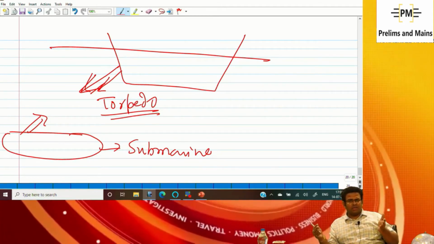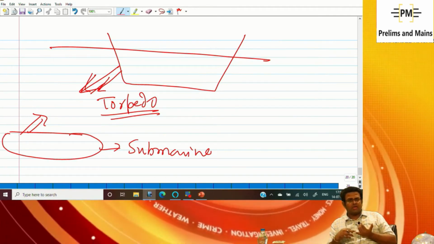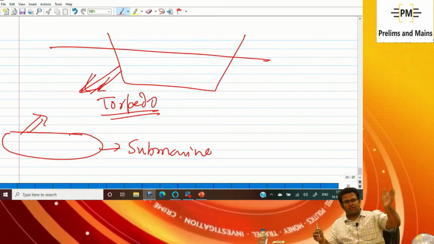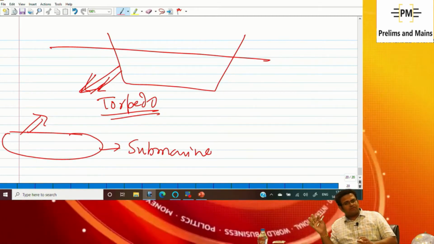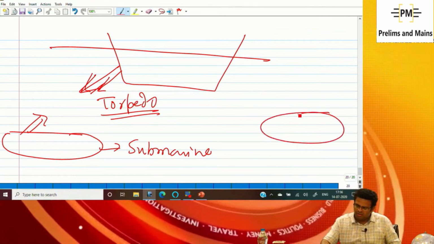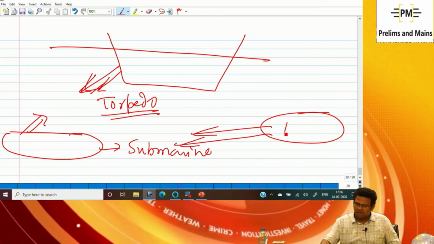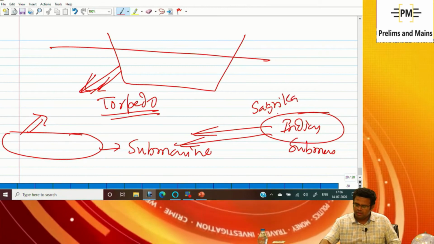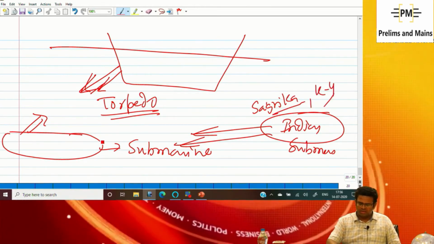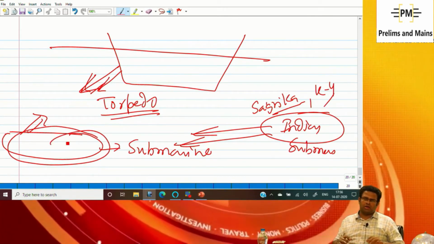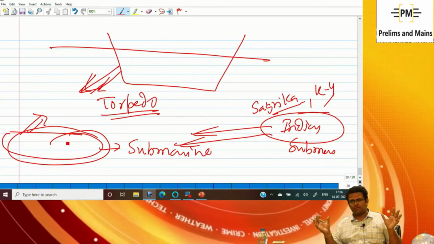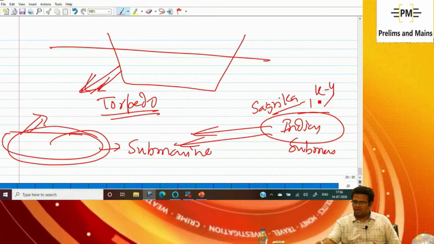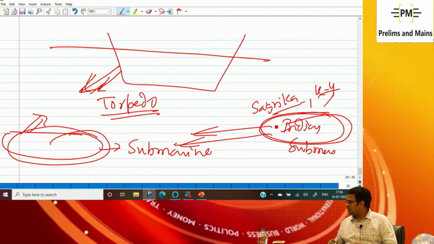We can also target from the sea, as I said earlier, with submarine-launched ballistic missiles, the K-15 and K-4. K-15 is Sagarika, from the submarine, which can destroy targets within the sea and outside the sea. If our Indian submarine is there, it is better to target them with it. They can have Sagarika and K4. Initially we try to target with the torpedo, which is an explosive device. Otherwise we think of Sagarika or K4 from our INS Arihant submarine.